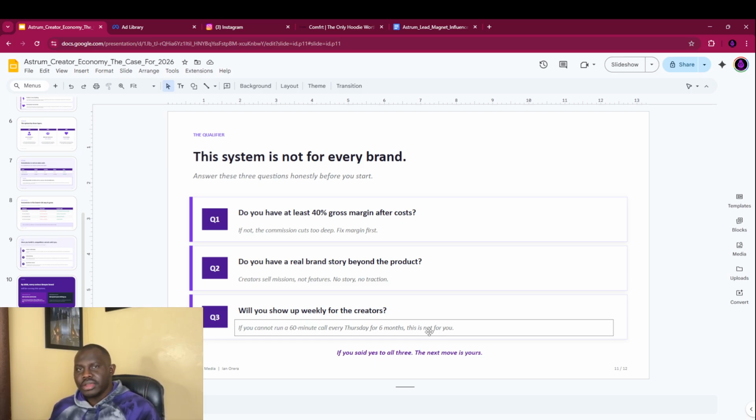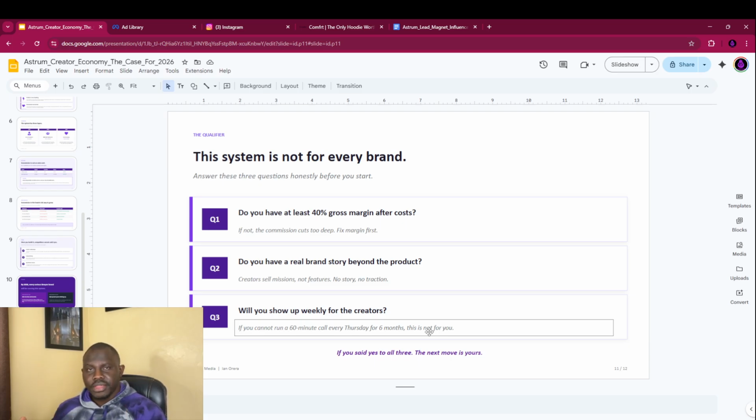We pick a specific day every week where we have calls with these particular creators: what's working, what's not working, what to avoid, what to do more of, which hooks are working, which format. There's a system, and the founder has to be there, because people are buying into you, people are buying into your vision, people are buying into your system.